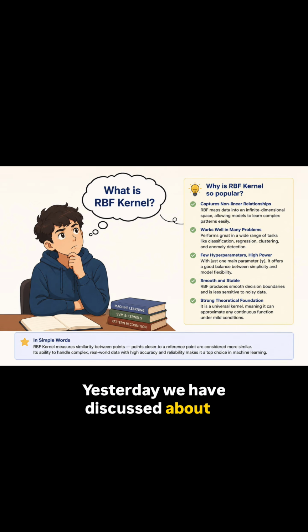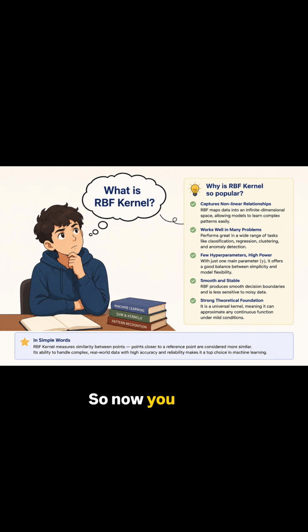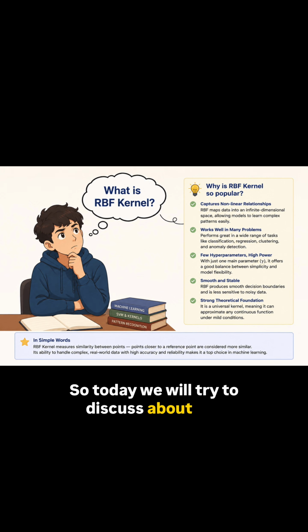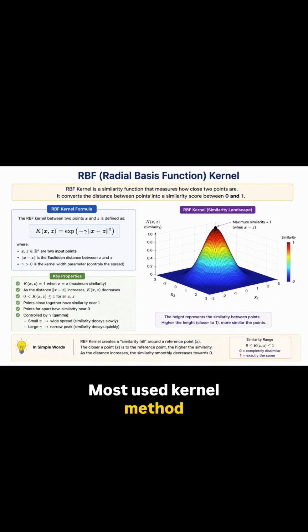Yesterday we discussed a support vector regression model that uses a kernel method. So now you know a kernel method is used and what the use of a kernel method is. Today we'll try to discuss the most used kernel method, that is the RBF kernel method.